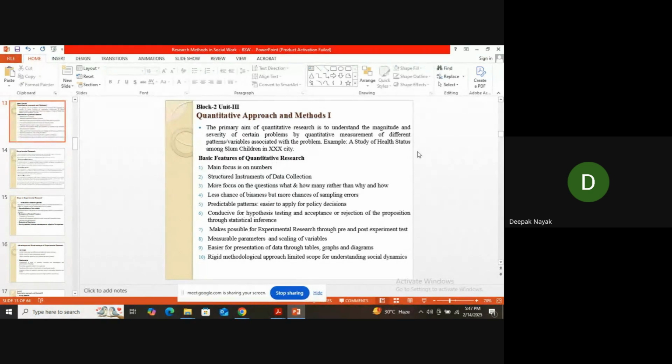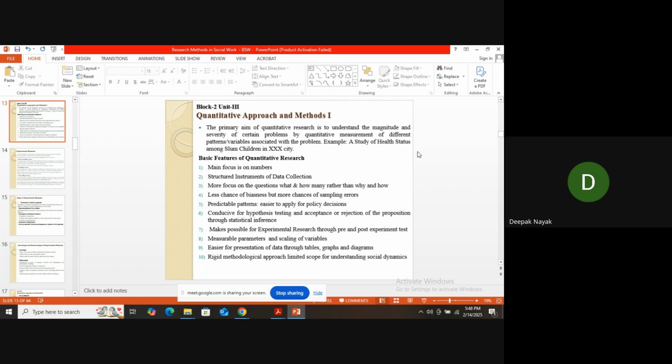So here we want to understand the magnitude or severity or extent of the problems that we want to look at, through quantitative measurement of different patterns and variables associated with the problem. For example, if you want to study health status among children in a particular city, you may be interested to see how many children have good health, good BMI, out of the total children in that city. How many children maintain the BMI in that city? And how many children have access to health facilities near their houses?